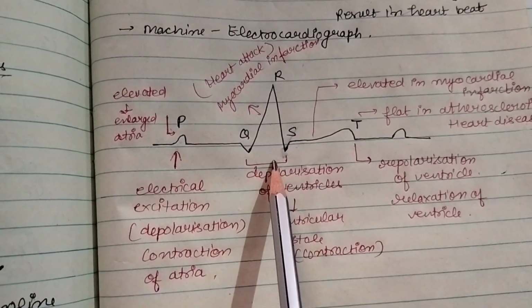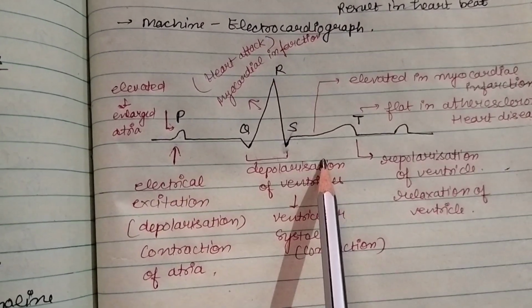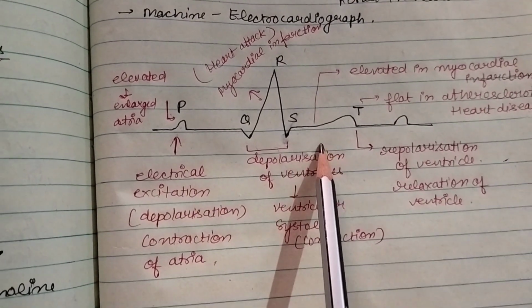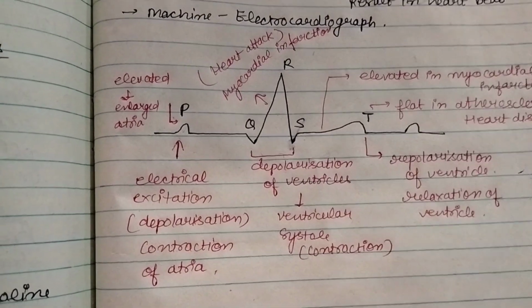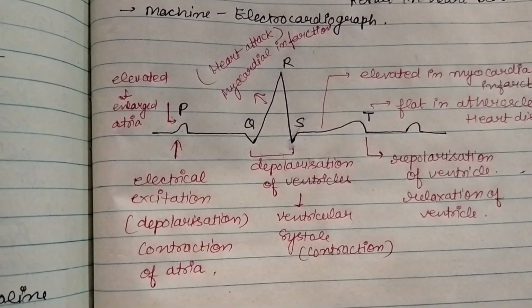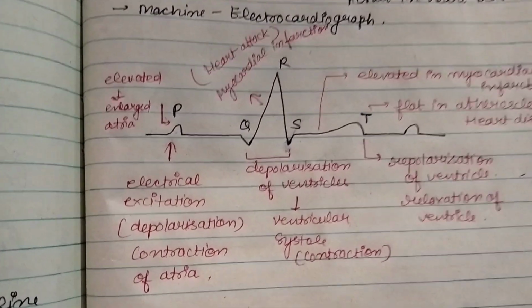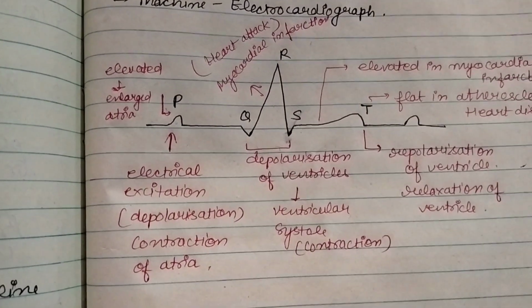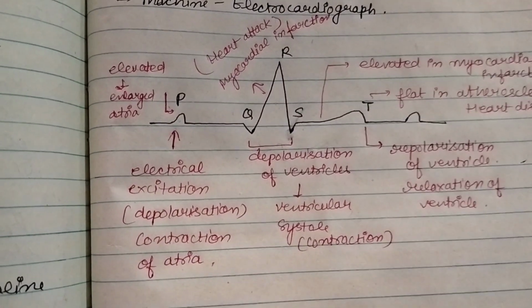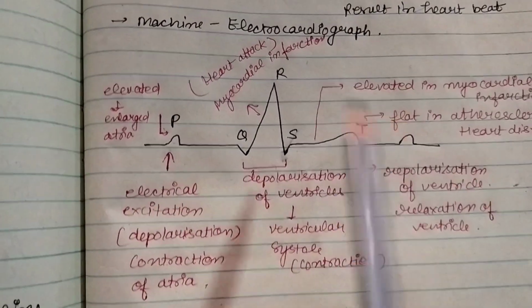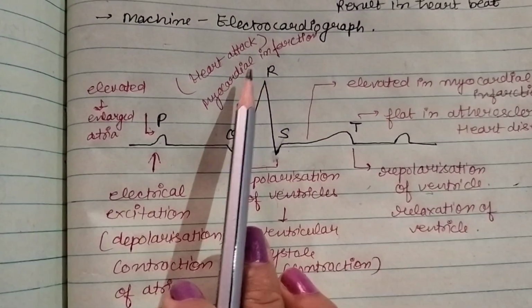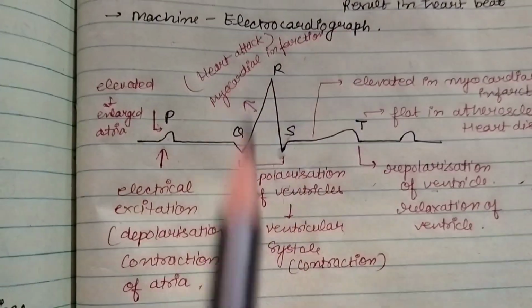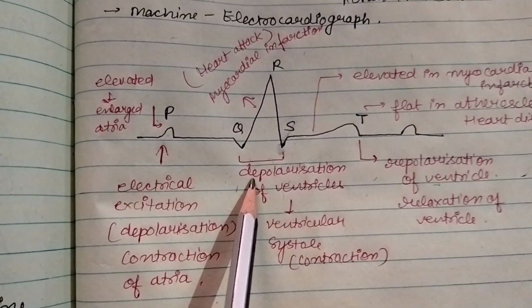Electrocardiogram. Electrocardiogram is a graphical representation of electrical activity of the heart during a cardiac cycle. Cardiac cycle consists of the systole and diastole of atria and ventricle. Systole and diastole mean contraction and relaxation of atria and ventricle. We use a machine here to record the electrocardiograph, to obtain this particular graph.